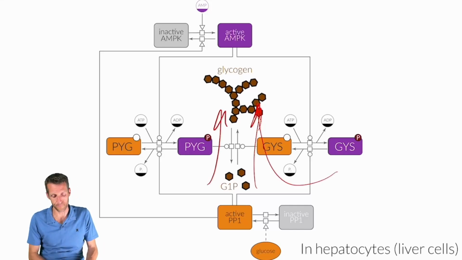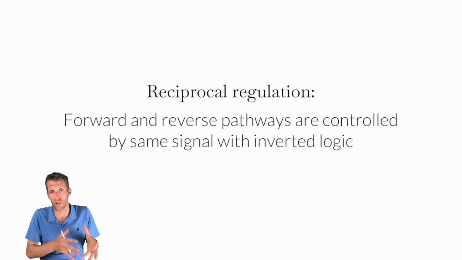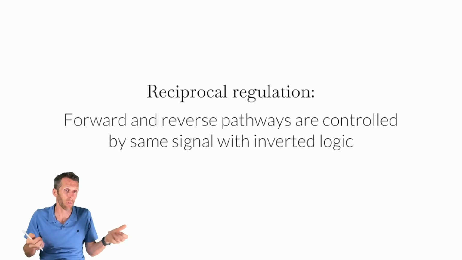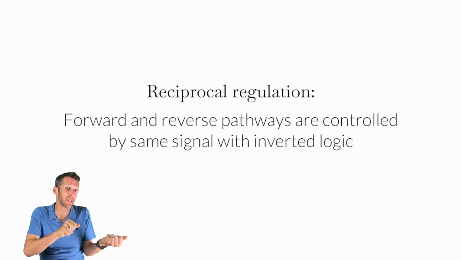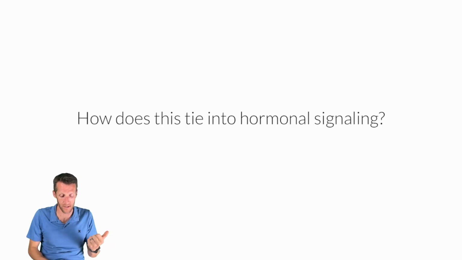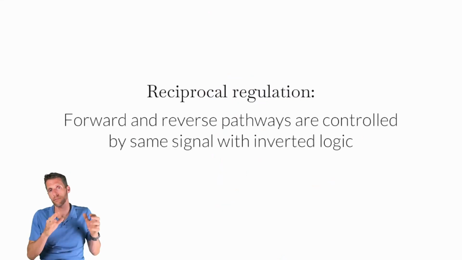Okay, so this illustrates the principle of reciprocal regulation, where the forward and reverse pathways are controlled by the same signal with inverted logic, right? If I phosphorylate this system, it has opposite effects on synthesis and breakdown. If I dephosphorylate it, it has opposite effects on synthesis and breakdown, right? So as a whole, this system is reciprocally regulated. Okay.